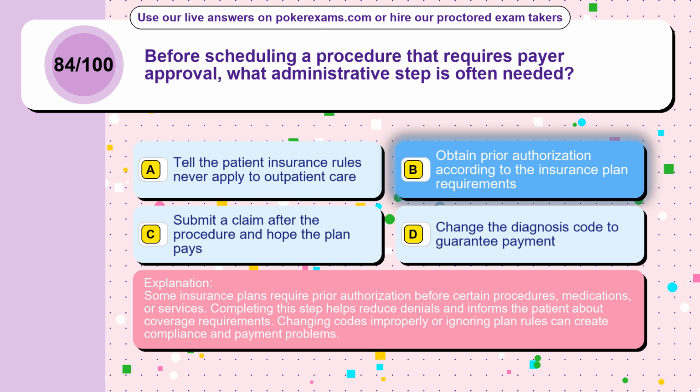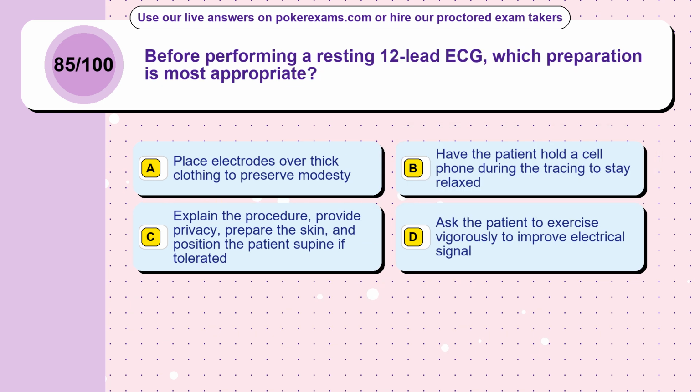Some insurance plans require prior authorization before certain procedures, medications, or services. Completing this step helps reduce denials and informs the patient about coverage requirements. Changing codes improperly or ignoring plan rules can create compliance and payment problems. Question 85. Before performing a resting 12-lead ECG, which preparation is most appropriate?